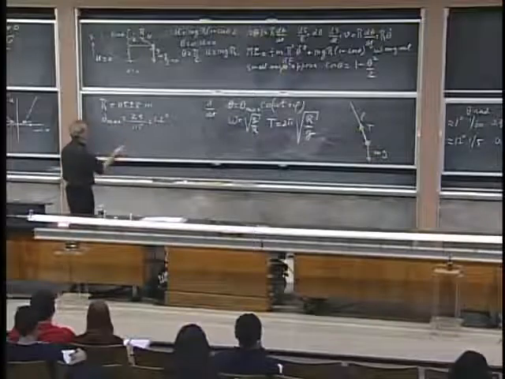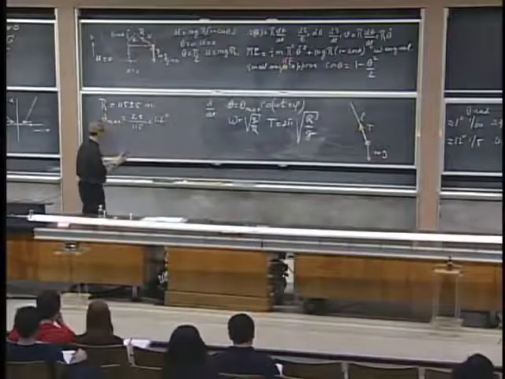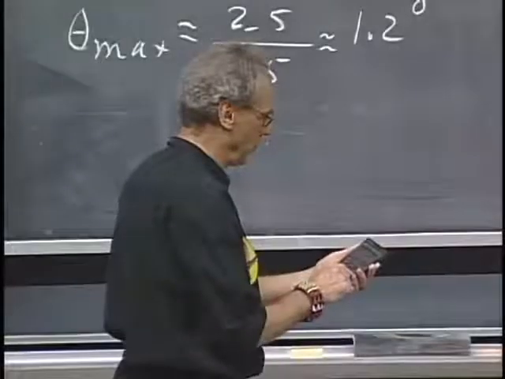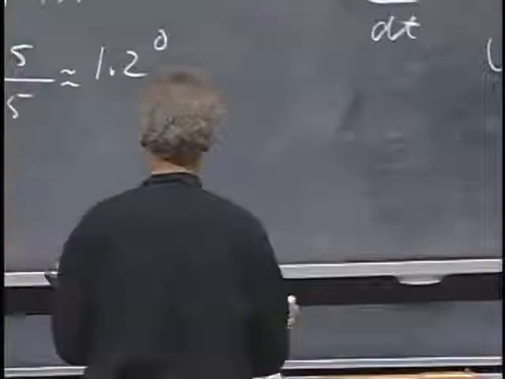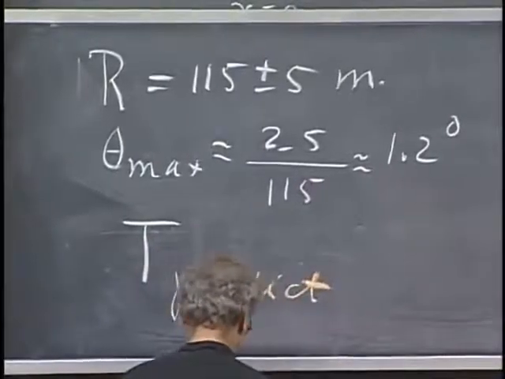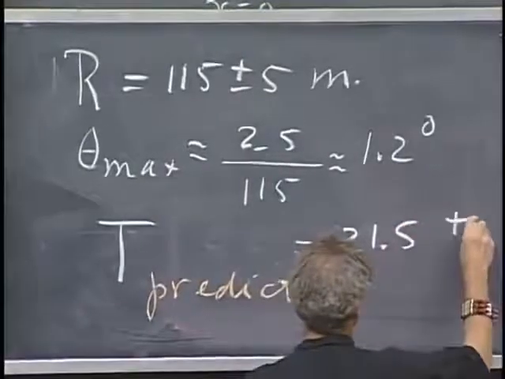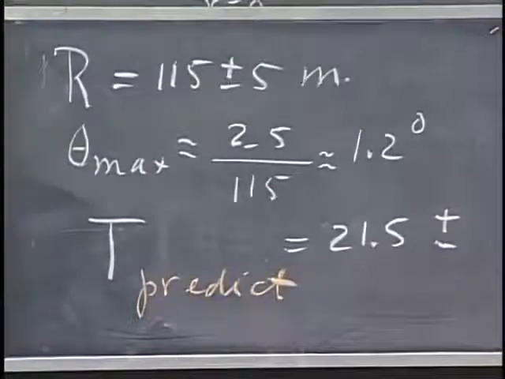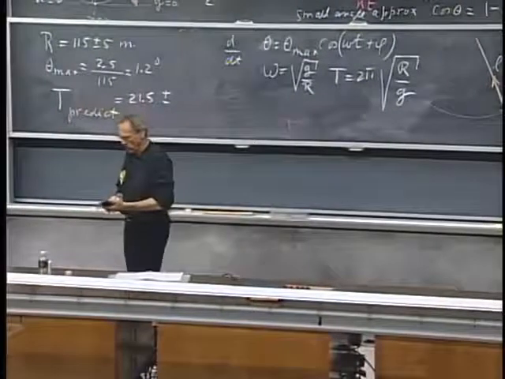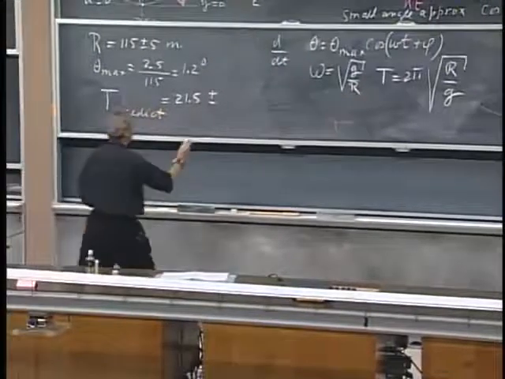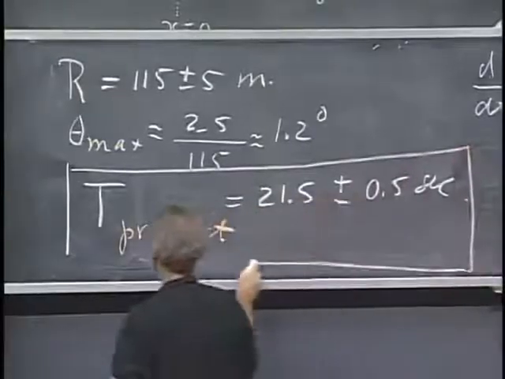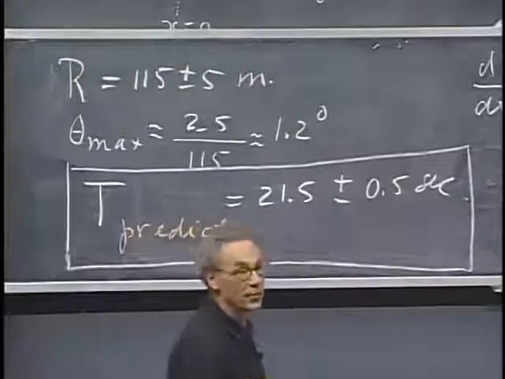And I'm going to do that. I take 2 pi times the square root of r over g, and r is 115. I divide it by g, I take the square root, I multiply by 2, I multiply by pi, and I get 21.5 seconds. And this is a prediction: T equals 21.5. The uncertainty in r is about 4.3%. Since we have the square root of r, that becomes 2.2%. So if I multiply that by 0.022, I get an uncertainty of about 0.47. Let's call this 0.5 seconds. So this is a hard prediction of what the period of an oscillation should be: 21.5 plus or minus a half second.